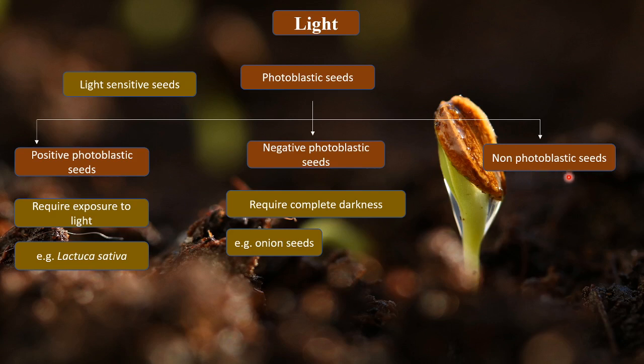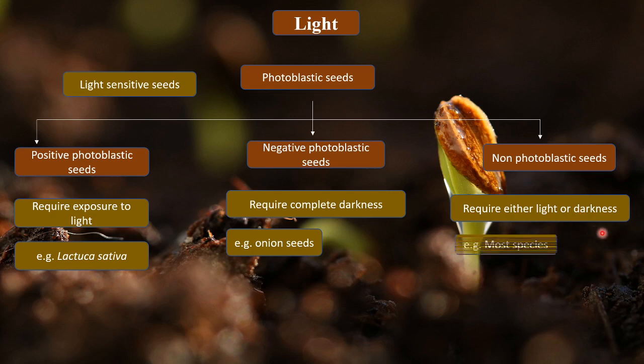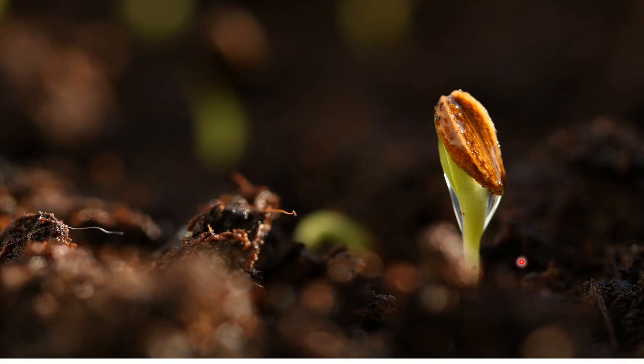And then non-photoblastic seeds are those that germinate irrespective of light or dark. They can grow even in light and can germinate even in dark. So light is not an important factor for them. Most species are non-photoblastic types, but some are negatively photoblastic and some are positively photoblastic, but most plant seeds are non-photoblastic, right? So this is about photoblastic seeds.